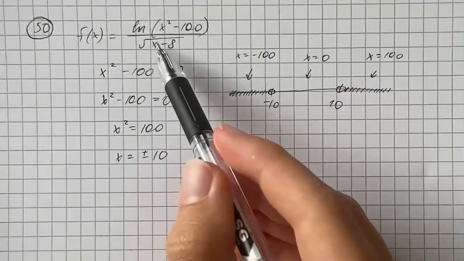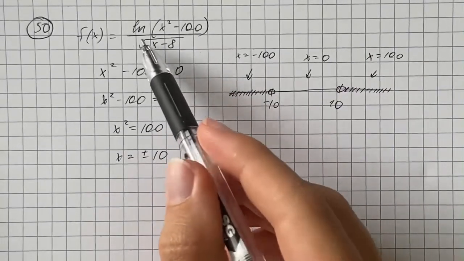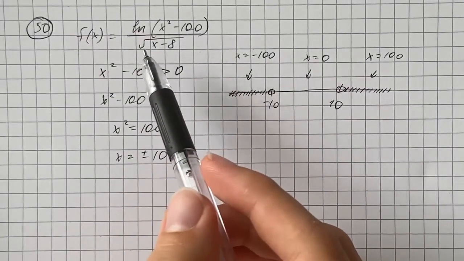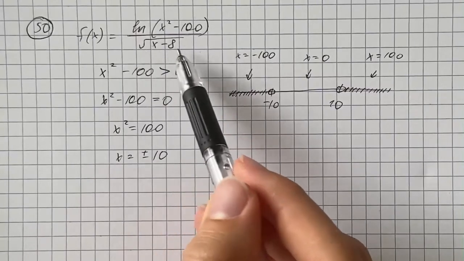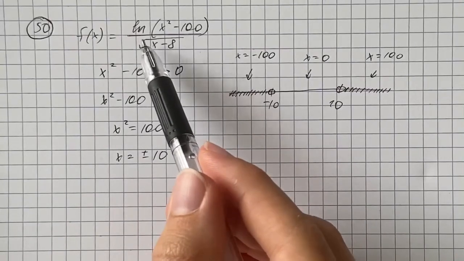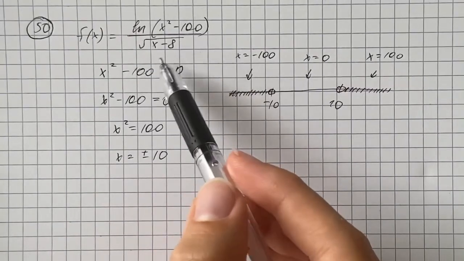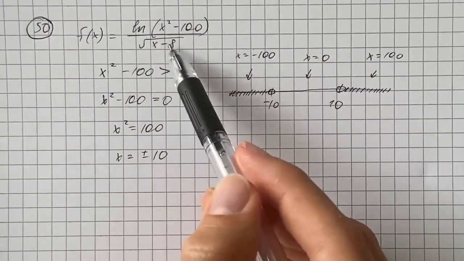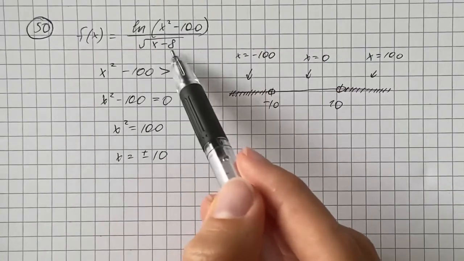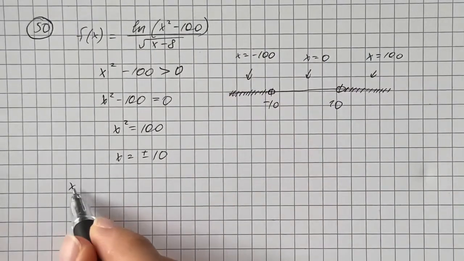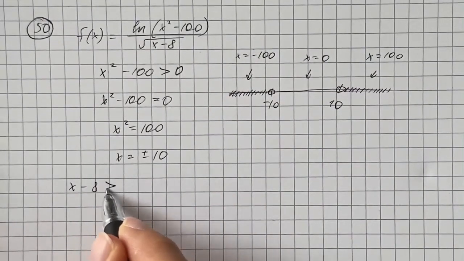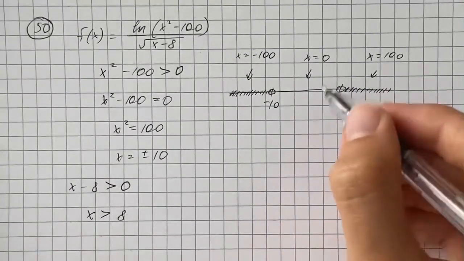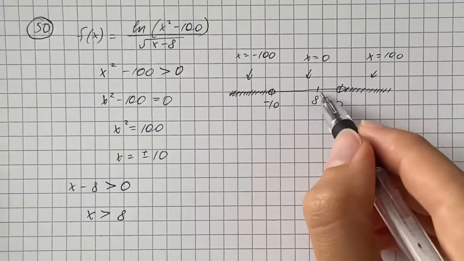And now we're gonna look at the denominator. So normally we would say that this stuff underneath the radical should be greater than or equal to 0, but now since it's the denominator of the fraction, we can't let it be equal to 0. So it's just gonna be x minus 8 strictly greater than 0, therefore x is greater than 8. So put this on our number line.